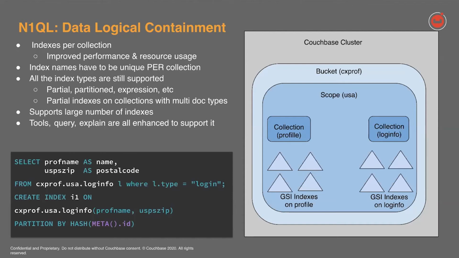All the different features of indexing, partial indexes, expression-based keys, partial indexes on collection with multiple types of documents, all these things continue to be supported. But instead of just creating on the bucket, you now create on specific collections.